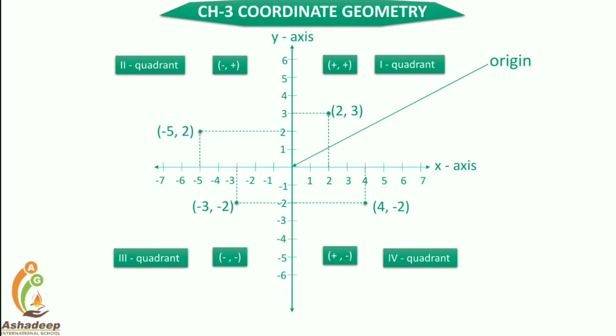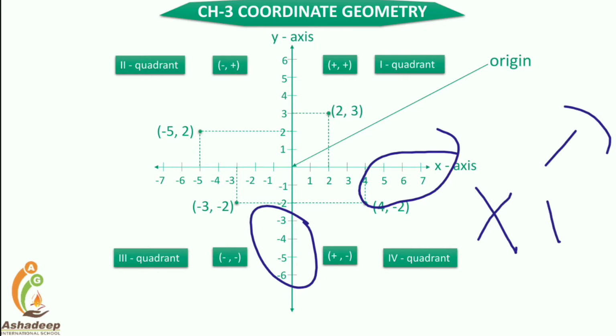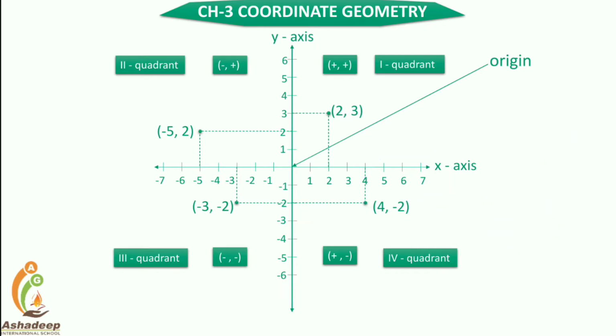Then let's consider the third quadrant. If you first consider the x-axis, it is negative, and the y-axis is also negative. So this portion is minus, comma, minus. Then we have the fourth quadrant. In the fourth quadrant, this is the positive side and this is the negative side. So the answer is positive and negative. Clear?